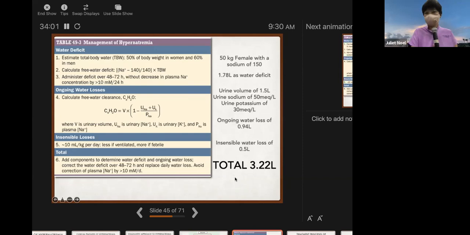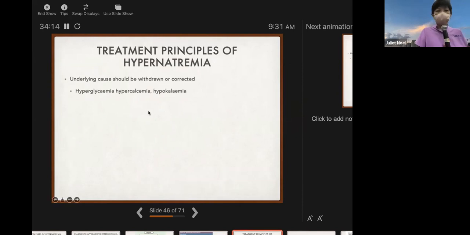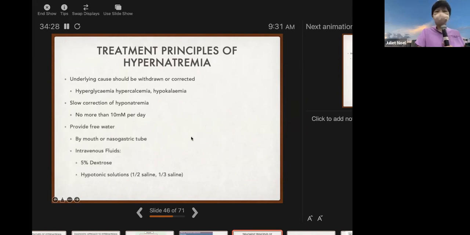The cause should be withdrawn or corrected. So if hyperglycemia, hypercalcemia, hypokalemia, these should be corrected. Slow correction, no more than 10 millimoles per liter per day. I mean, provide free water if it can be tolerated. Usually we give it by mouth or NGT. Intravenous, we give D5 water or a hypotonic saline, the 0.3 or the half saline.